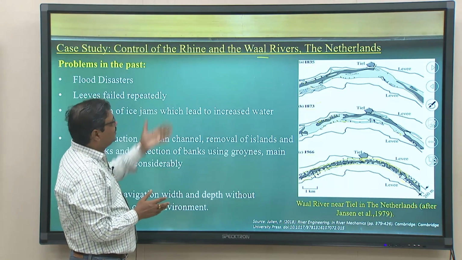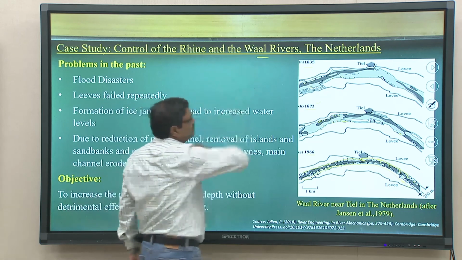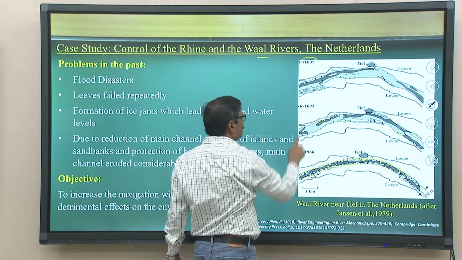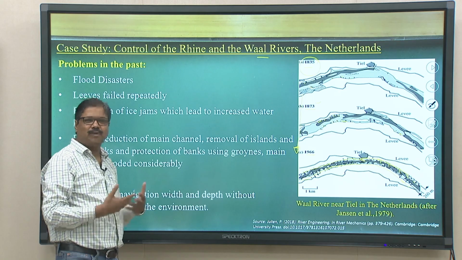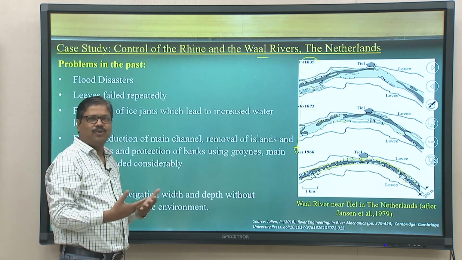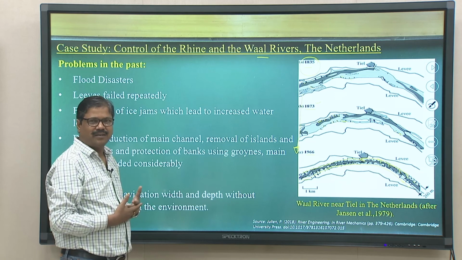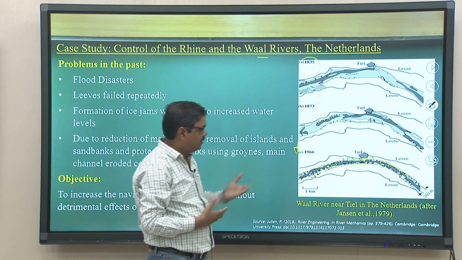This is the history of river training works in the Rhine and the Waal rivers in the Netherlands. If you look at 1835, it took almost 130 years to commit to a river which will be navigable. So, what I am trying to tell is that when you try to stabilize a river and make it navigable with a flow depth, it is not a matter of a few years. It can take decades, it can take a century to establish the rivers. That is the experience of the Waal river in the Netherlands.